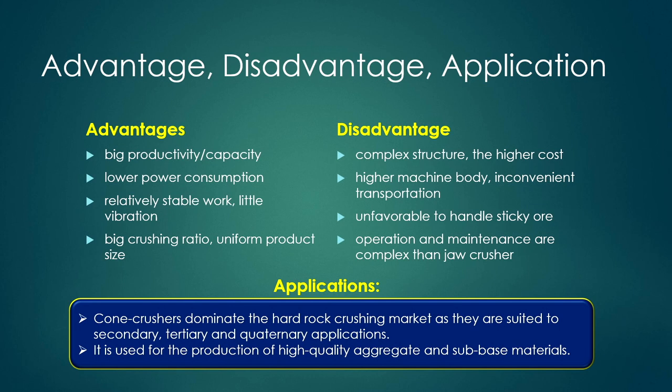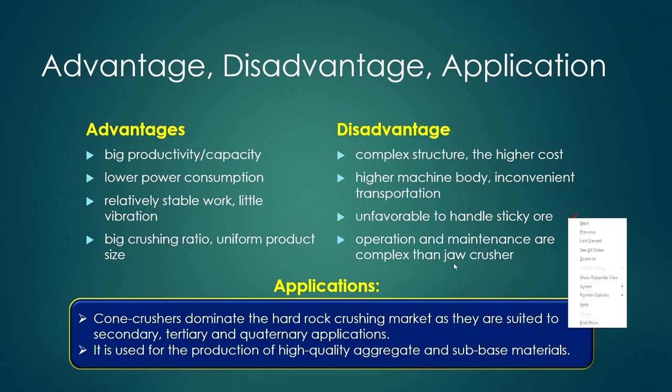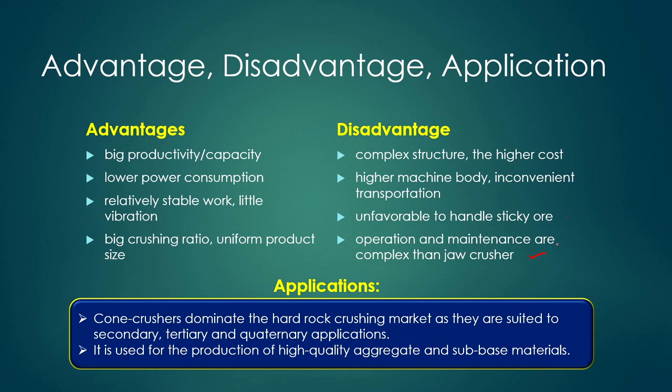Advantages are big productivity or capacity, lower power consumption, relatively stable work, little vibration, big crushing ratio and uniform product size. Disadvantages are complex structure, higher investment cost, a higher machine body, inconvenient transportation, unfavorable for handling sticky ore, and even operation and maintenance are more complex than the jaw crusher.